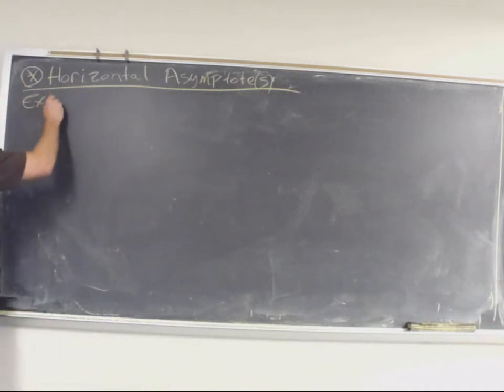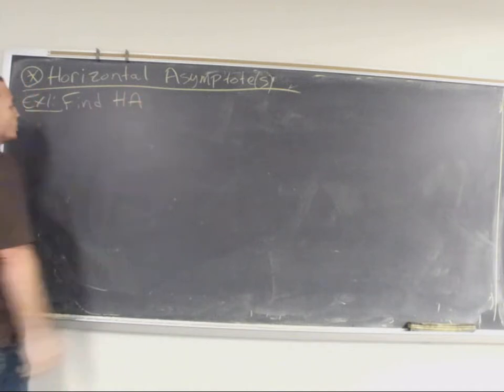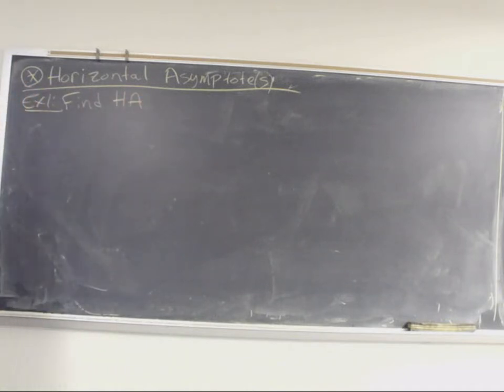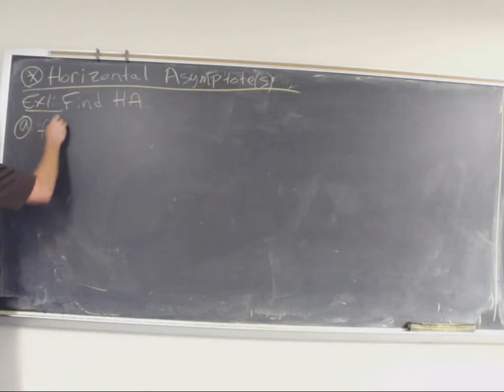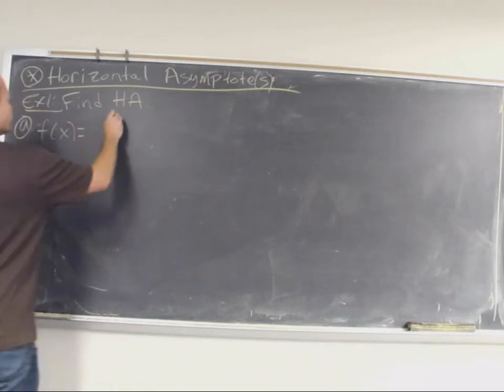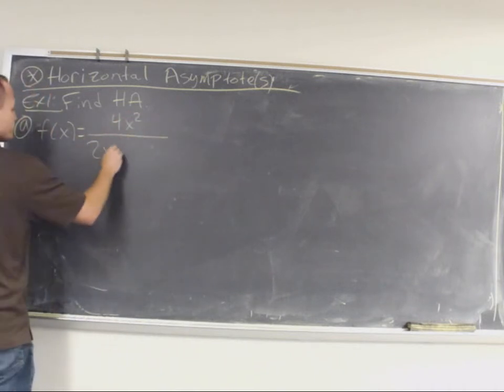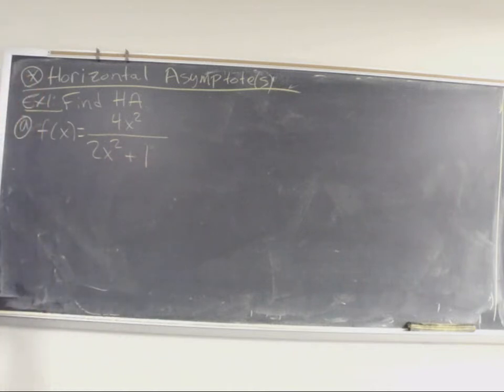Example 1, find the HA, horizontal asymptote. I'm going to try to fit it all on the board. Hopefully it works. So here's part A. Find the horizontal asymptote of f of x equals 4x squared divided by 2x squared plus 1. So we're given this function f, and I want to find the horizontal asymptote.